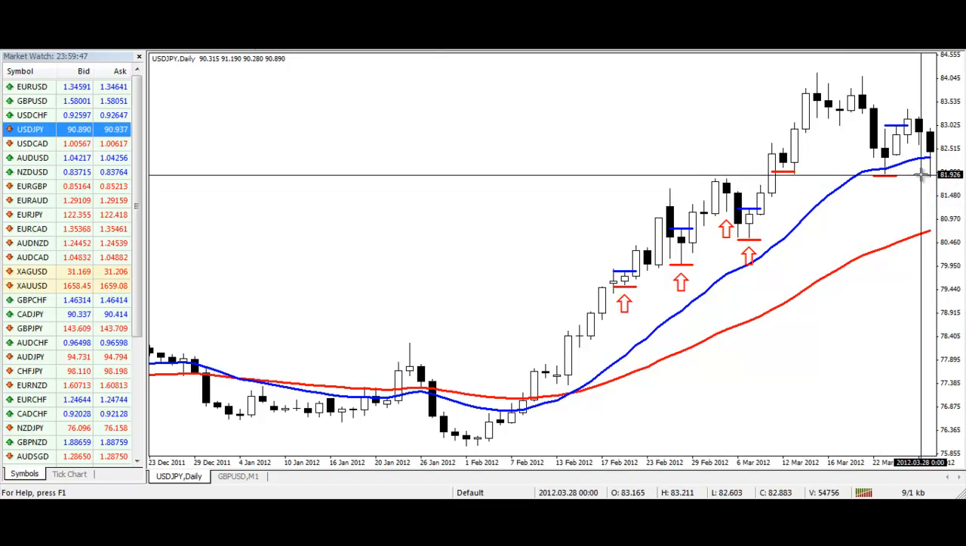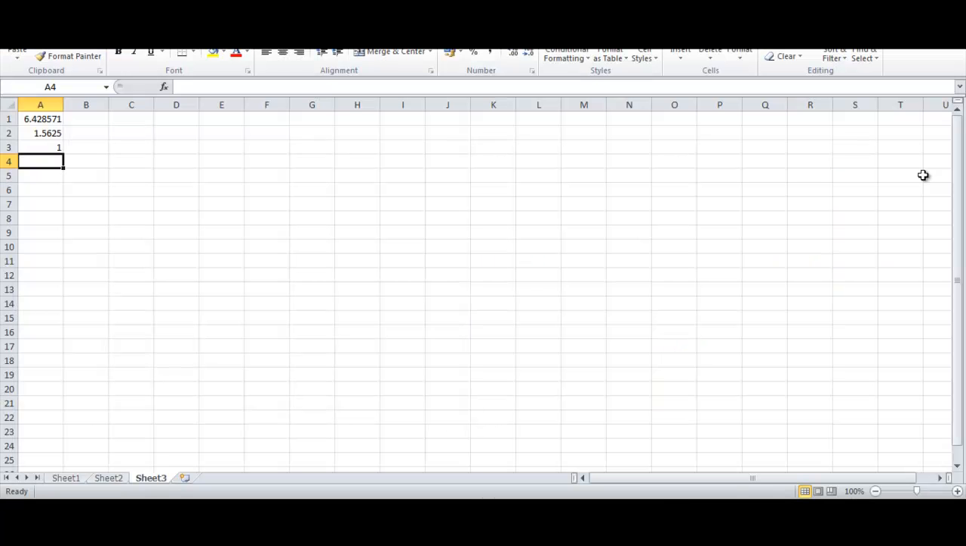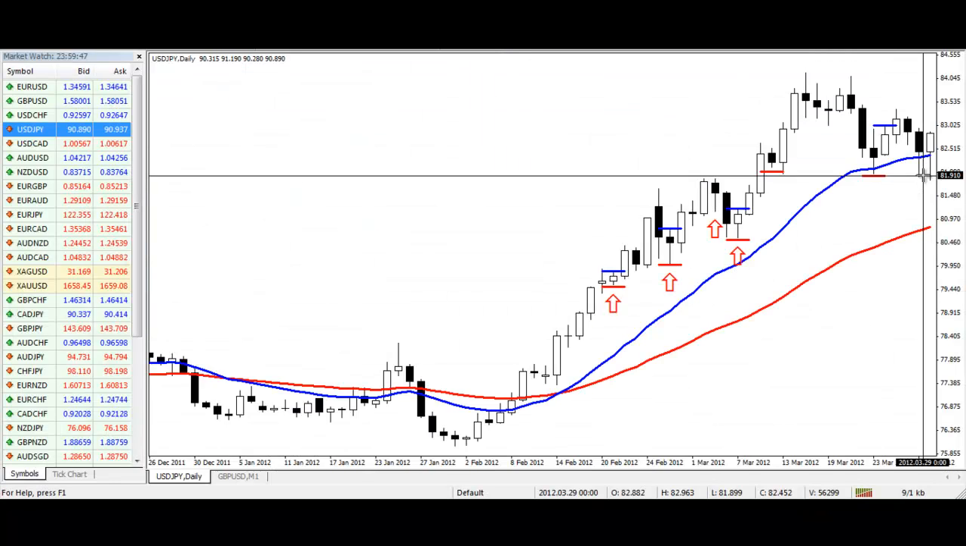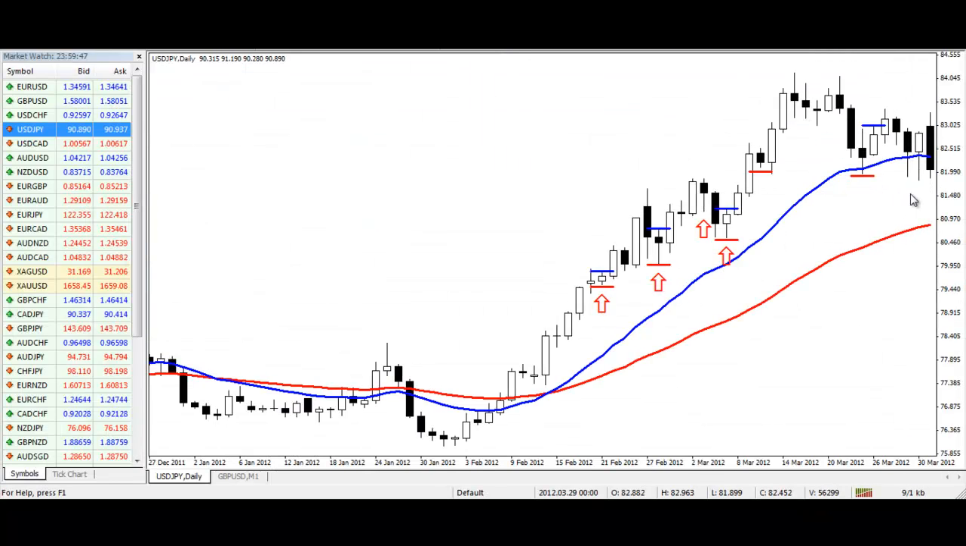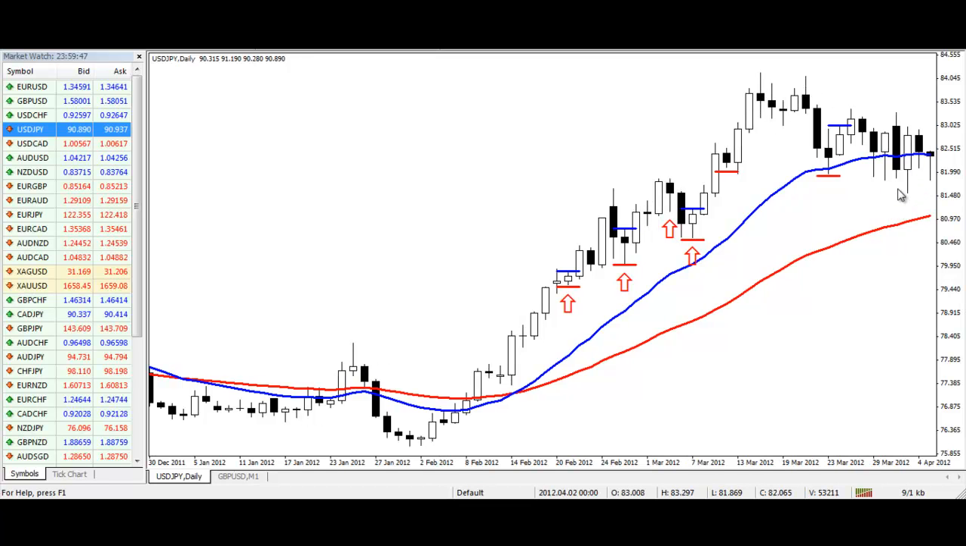Might have been stopped out. We've still got this bullish pin bar, but we can see we'd have probably been stopped out on that one. That would be a losing trade, so a minus 1%. We've got stopped out. Market's kind of going sideways through here right now.